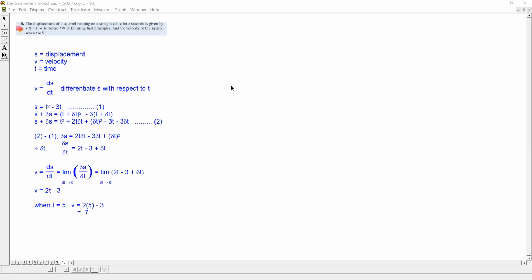Now, dy dx is you differentiate y with respect to x. Here what we are doing is we differentiate s with respect to t. So it becomes ds dt. Let's say if I differentiate A with respect to B, so it will be dA dB, like that, right?